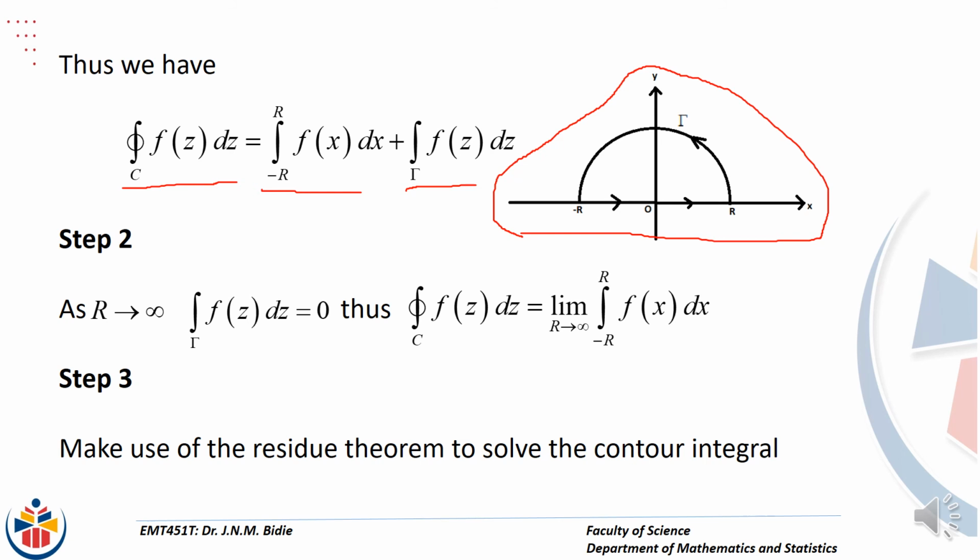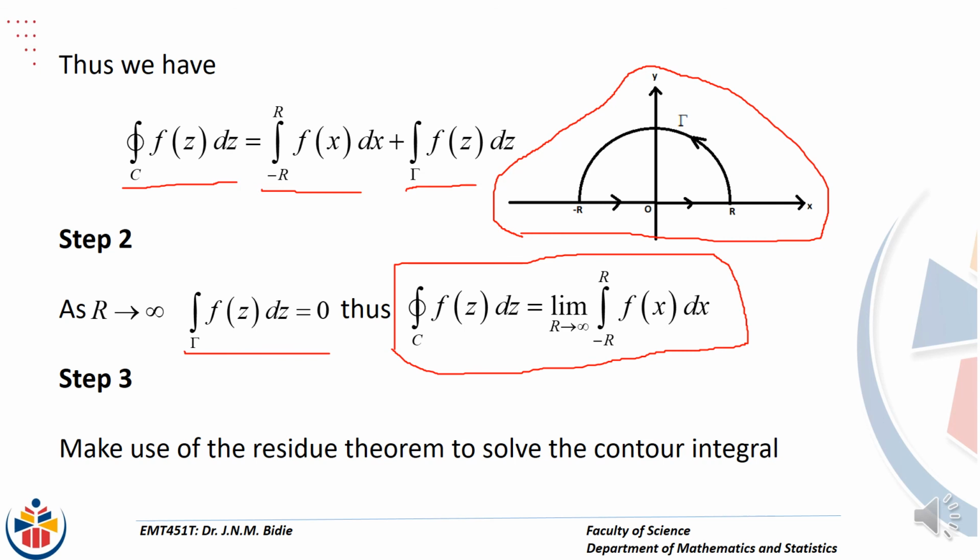Now for step 2, we need to be cognizant of the fact that as r approaches infinity, that means as you stretch your radius, the contour flattens. That is why the integral of f of z dz in the region gamma becomes 0 as r approaches infinity. Therefore, you end up with that contour integral of f of z dz just being represented by the first integral as r approaches infinity, because we eliminate the second one only as r approaches infinity.